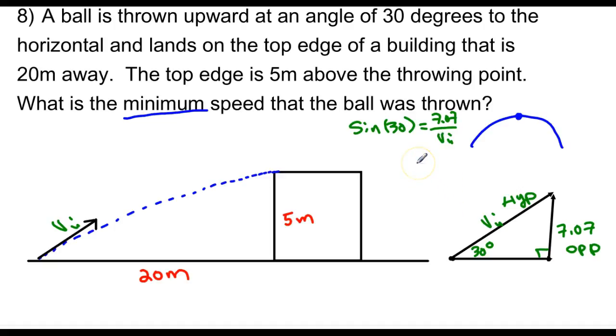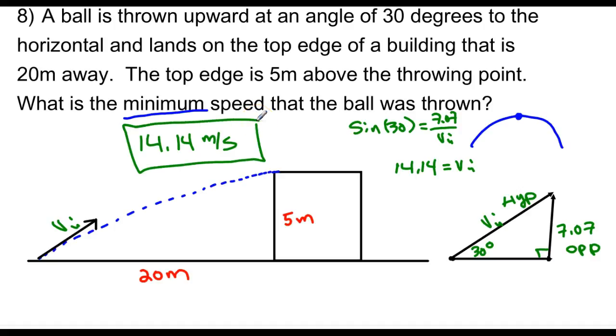And you should get 14.14 when you solve for VI there. You could also use special rights in this case. Since it's a 30, 60, 90, we know that if you double the opposite, you get the hypotenuse there. So that is the minimum speed required, 14.14 meters per second.